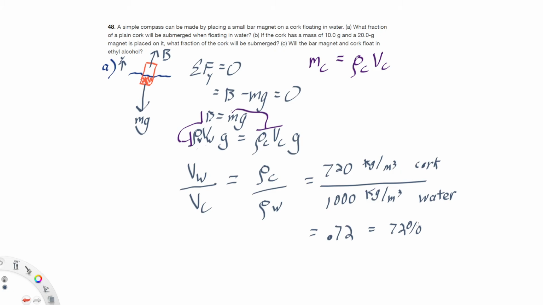So if you put cork in water, you should have approximately a little more than a fourth of the cork sticking up above the water. Make sense? Are we good?